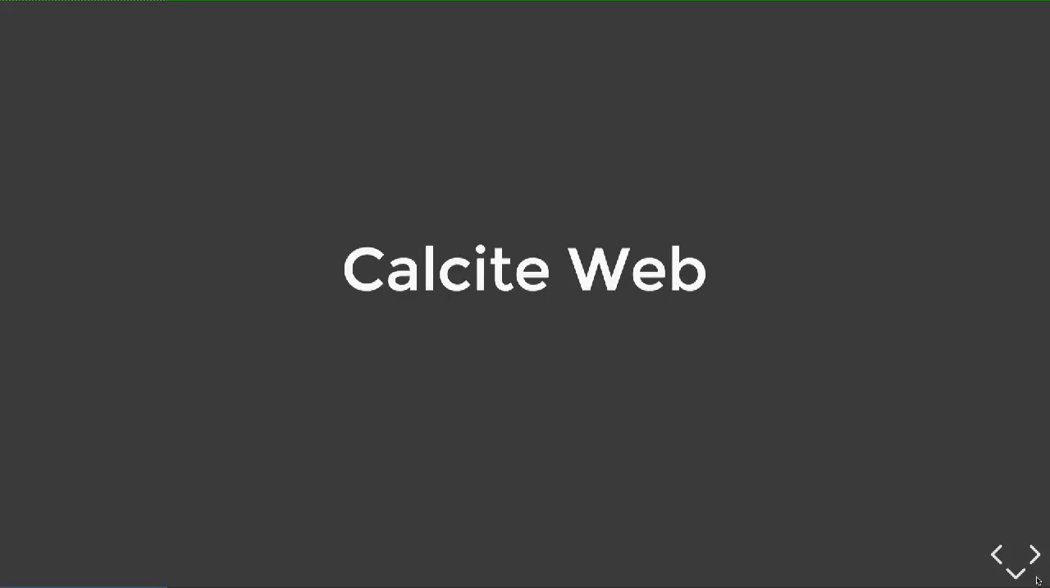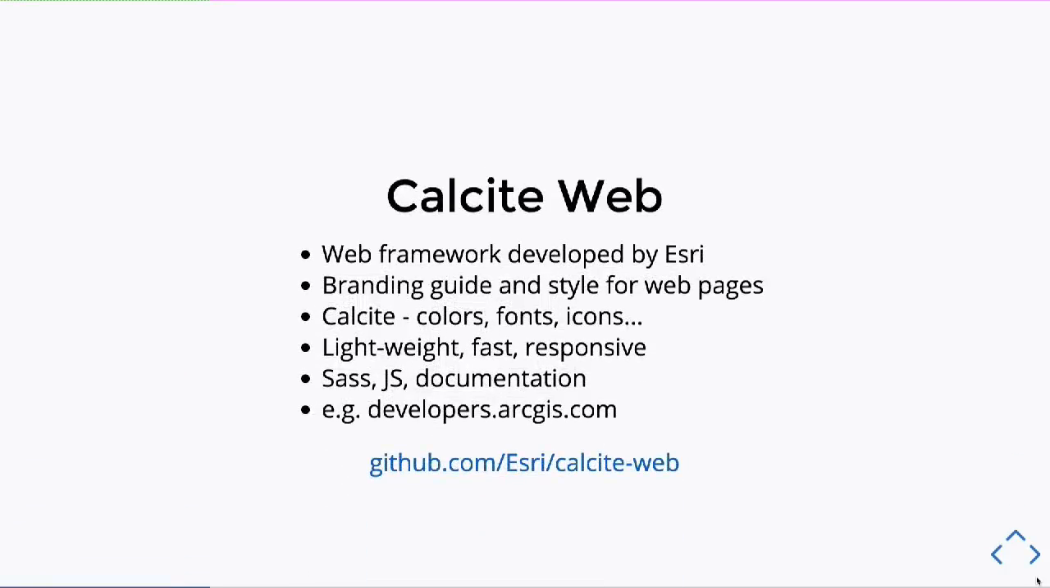The easiest way to kind of synthesize Calcite is to look at something called Calcite Web. So Calcite Web is a web framework similar to Bootstrap. It was designed by Esri, and it provides all the good things you would expect a web framework to provide. So for example, it has the colors and the fonts and the icons, but it's more than that. There's a grid system as well associated with it, and it's super lightweight and fast and performant as well.